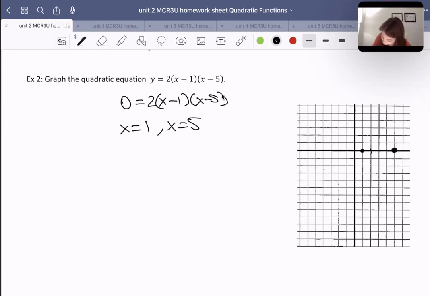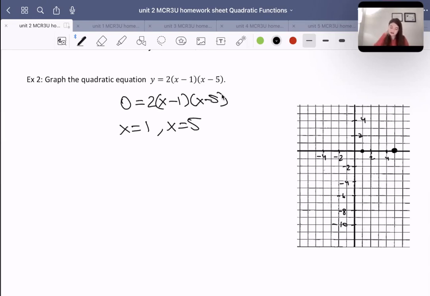And again, I probably should label at least some points on my graph here. So I will do that quickly. -2, -4, -6, -8, -10. Okay, good. All right, so then to find h, we find the average of the zeros, or the average of the x-intercepts. So h is equal to 1 plus 5 divided by 2, the average of 1 and 5, which is 3.